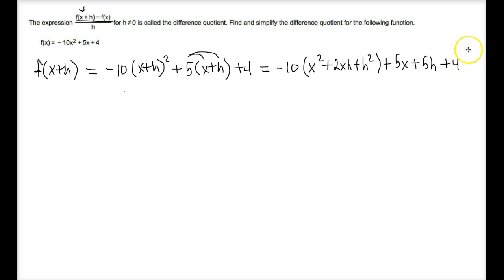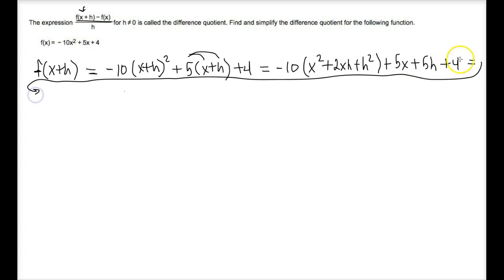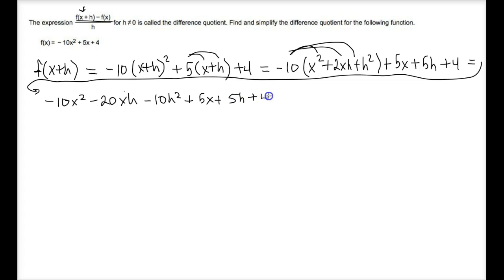The very last thing that we need to do is just to distribute the negative 10 to all 3 terms here. If we do that, that will give us minus 10x squared minus 20xh minus 10h squared. And then we just write everything else. Okay, so that's the first part.